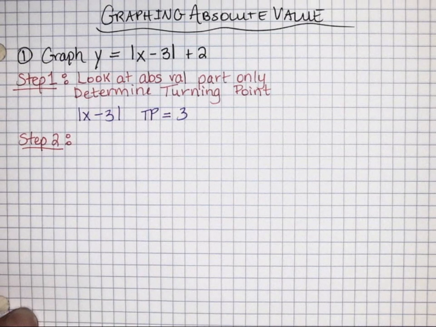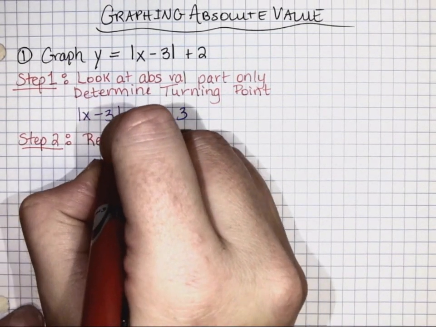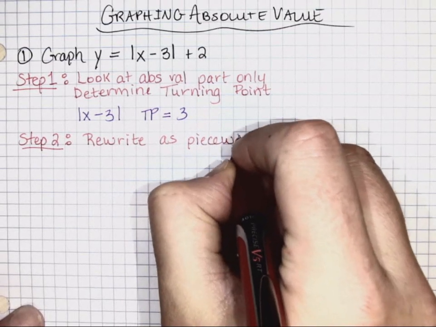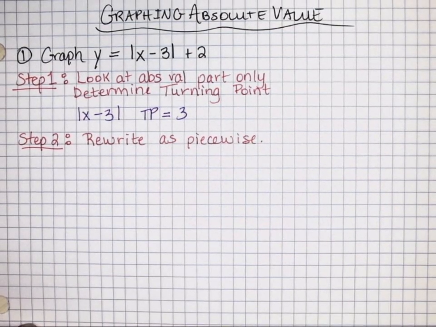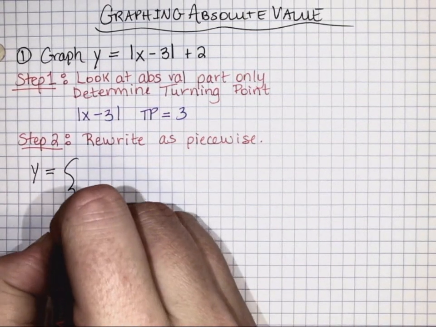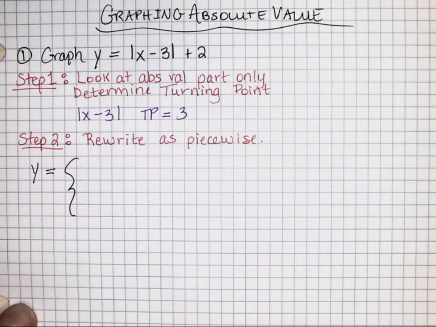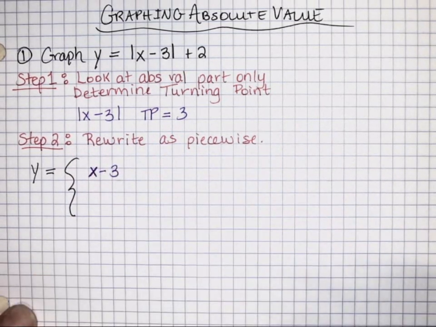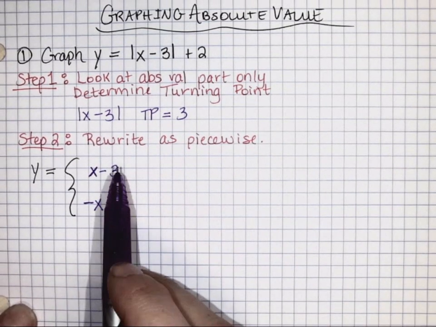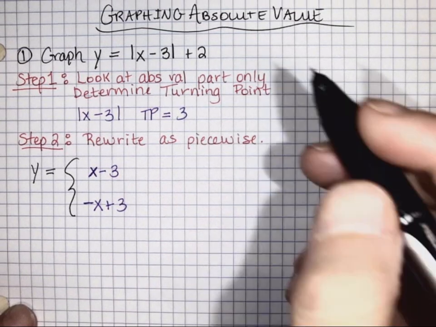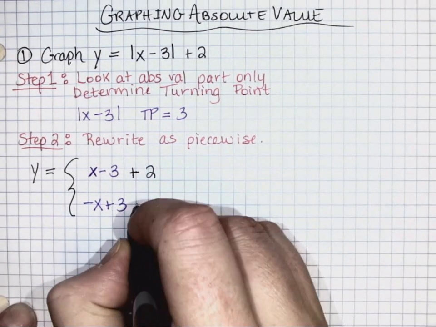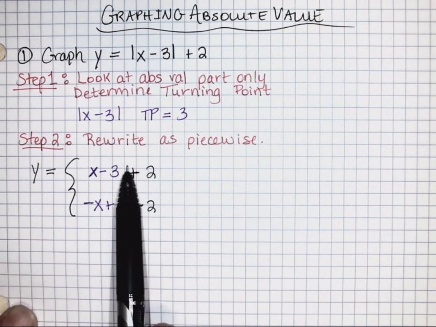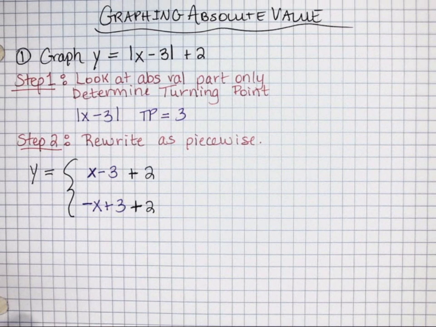You need to rewrite as piecewise. And this is what you're going to do. You're going to rewrite the whole thing. So you're going to say y equals, and we've got your absolute value part. You need to determine when x minus 3 is going to stay the same and when x minus 3 would change to negative x plus 3. And then notice, please don't forget the rest of your equation. You still have this plus 2 that was in there no matter what. The only thing that changes possibly is the absolute value part. Notice that y equals and the plus 2 stayed the same no matter what.